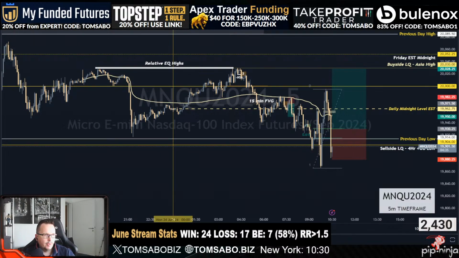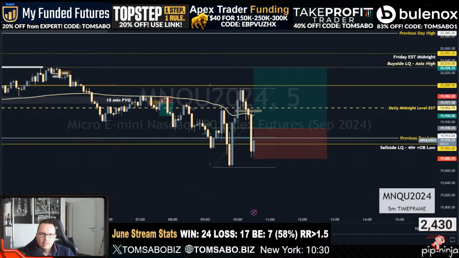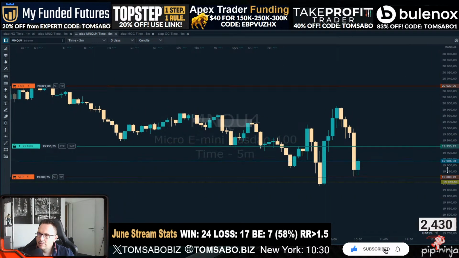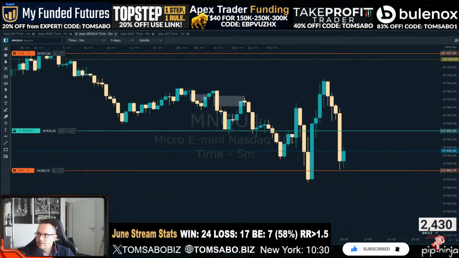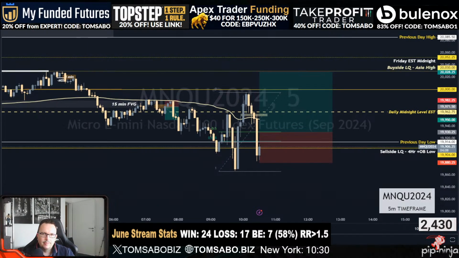I should be out from this trade. I don't know how I'm still in. I'm still in the trade. I don't know how, but I'm still in. I'm gonna show you. Look at this. Missed my stop loss by like 1 tick or 2 ticks. So I don't know how.